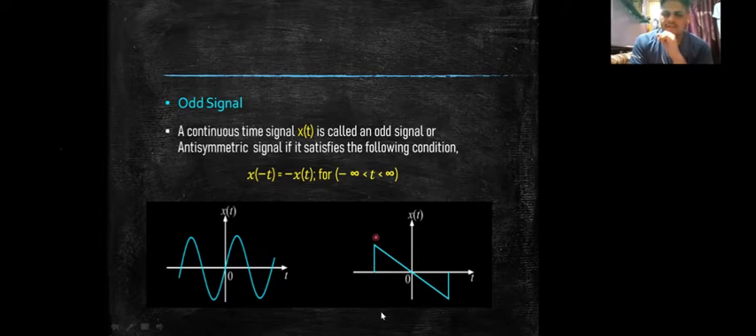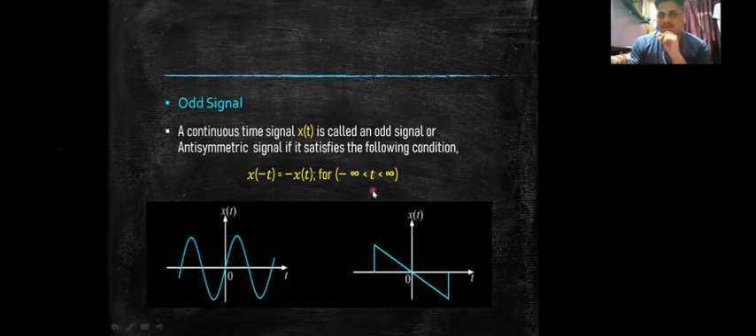Let's consider this as the original graph x of minus t. So let's check if this signal is odd. The minus of x of t will reverse this entire signal in both the x-axis and the y-axis. So we can see this is the x-axis and this is the y-axis. So this is indeed an odd signal.